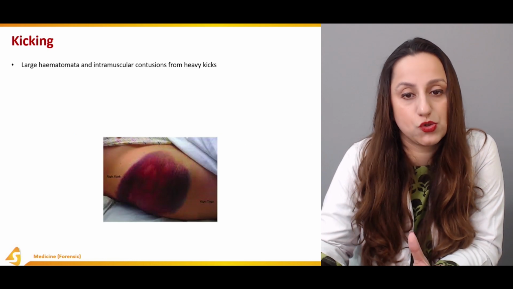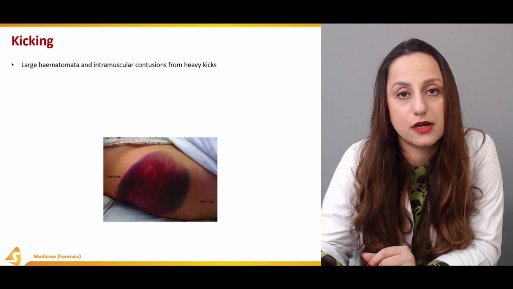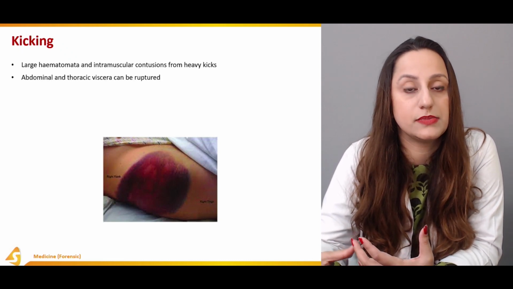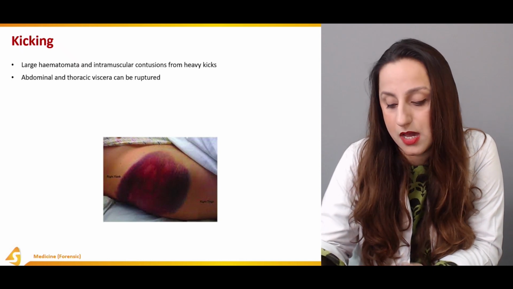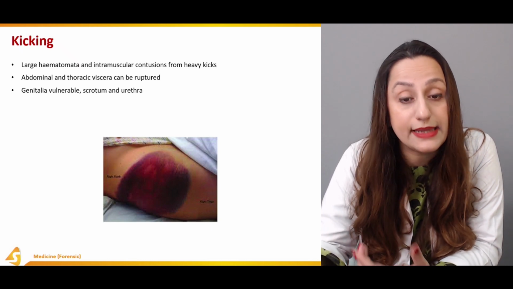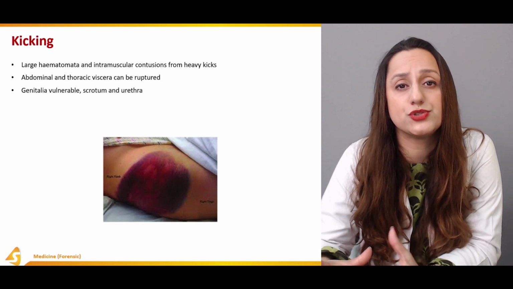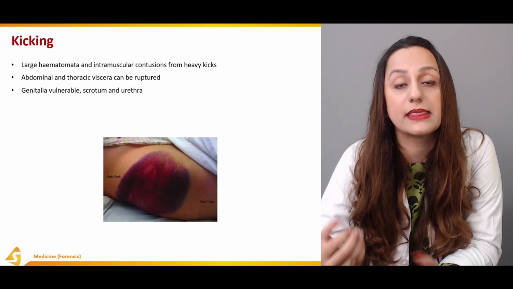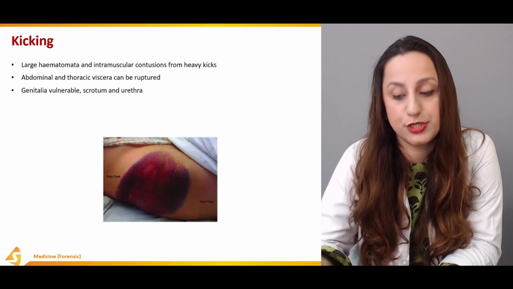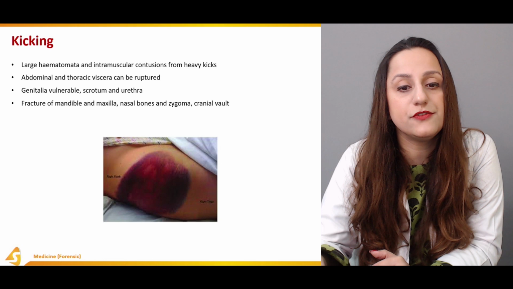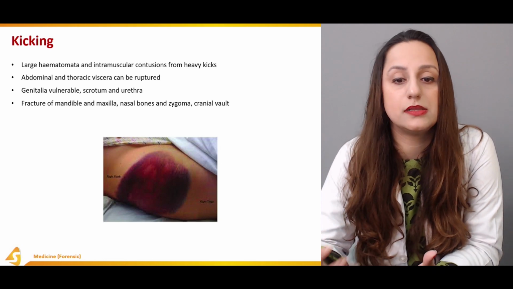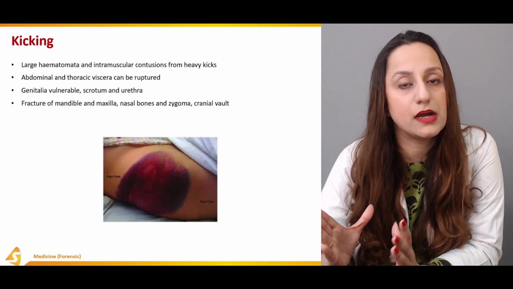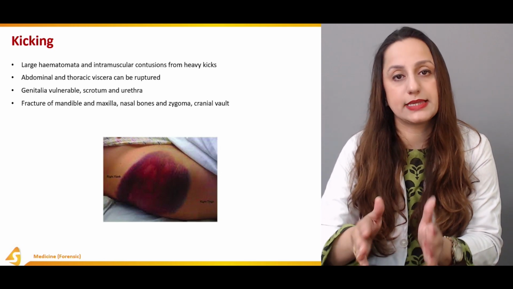Now, large hematomas and intramuscular contusions form from heavy kicks, and the abdominal and thoracic organs can be ruptured even through this kicking phenomena. The genitalia are vulnerable, all the soft tissues, the scrotum, the vulva, even the eyes, the lips, they are quite vulnerable to this kicking phenomena. And fractures of the mandible, the small bones, the nasal bones, the zygomata, and the cranial walls can be a part of this kicking phenomena.